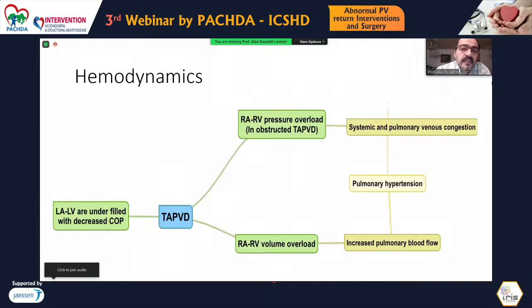The hemodynamics usually depends on one of 2 pathways. Total anomalous pulmonary venous drainage can cause right-sided volume overload, which in turn leads to an increase in pulmonary blood flow and finally to pulmonary hypertension. Or it can lead to pressure overload in obstructed cases, with systemic and pulmonary venous congestion, and finally also pulmonary hypertension. And in all these types, the left atrium and left ventricle are underfilled, with decreased cardiac output.